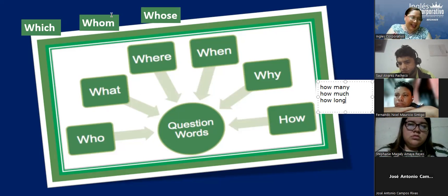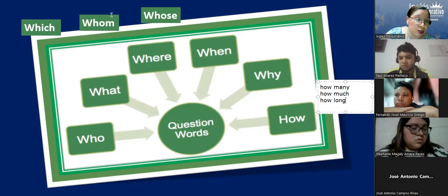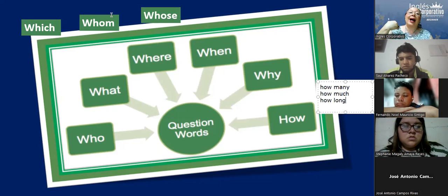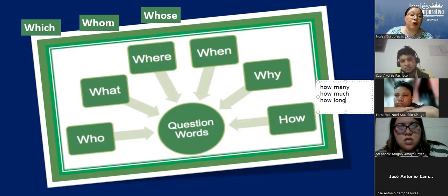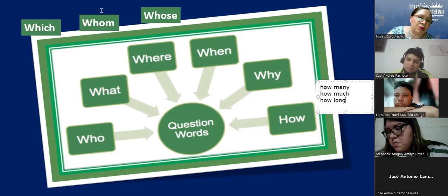Okay, yes, you are like pointing someone. Yeah, you could use it in that way too. But for example, whom do you want to talk to? Ahí sí sería como, ¿a quién le quieres hablar? Okay, ese sería el objeto directo de la acción. This is why we use whom. For whom sería no solamente for who, sino que for whom. We need the whom. Pero este ya es advanced, digamos.